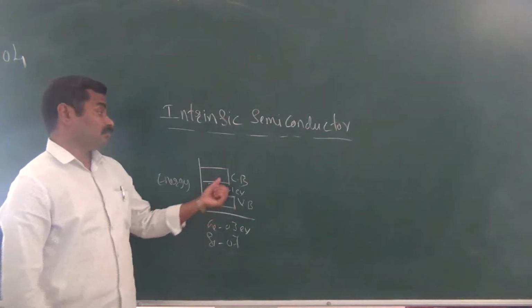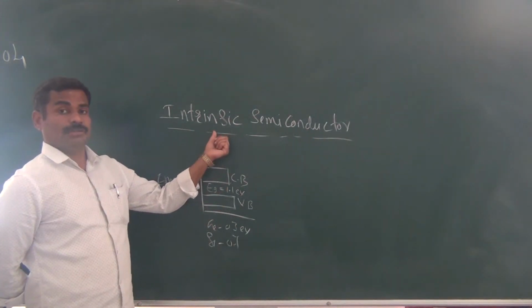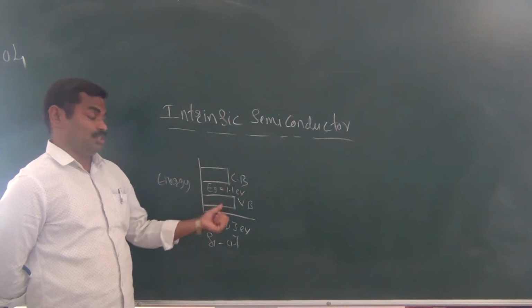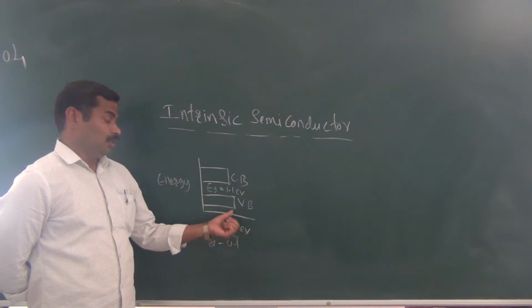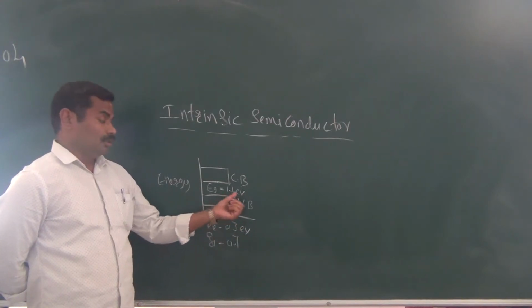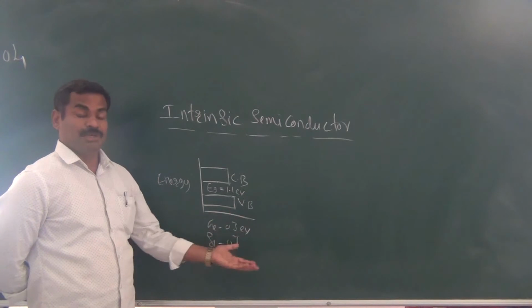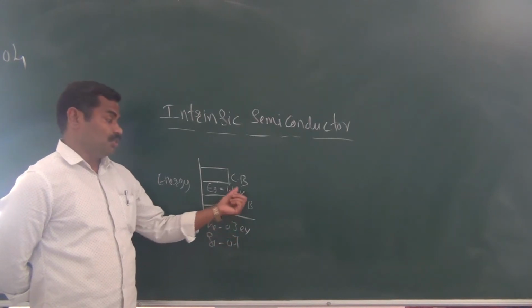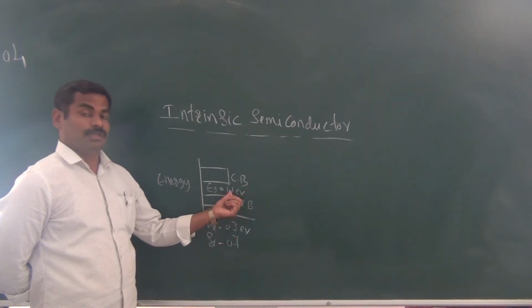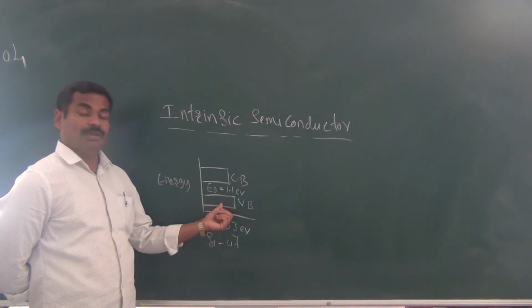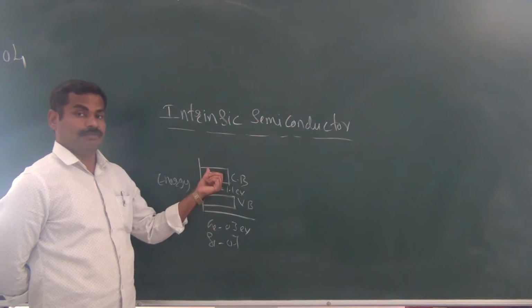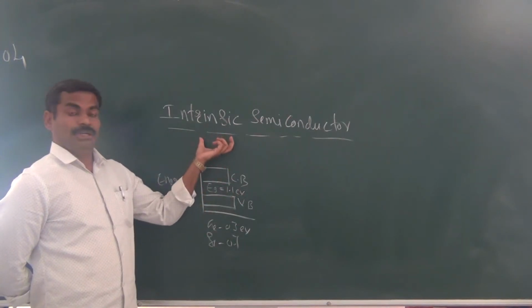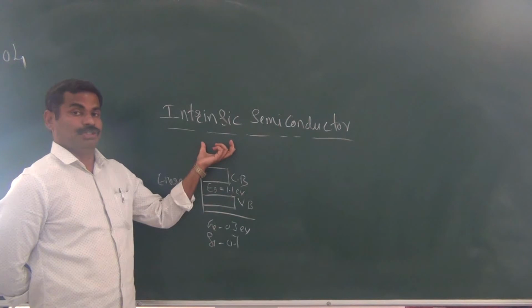It means in an intrinsic semiconductor at low temperature, why does it act as an insulator? Because the temperature is very low, so the energy applied is low. That energy is not sufficient, it is not more than 1.1 electron volt. That's why the valence electrons in the valence band are not moving towards the conduction band, and the intrinsic semiconductor acts as an insulator at low temperature.